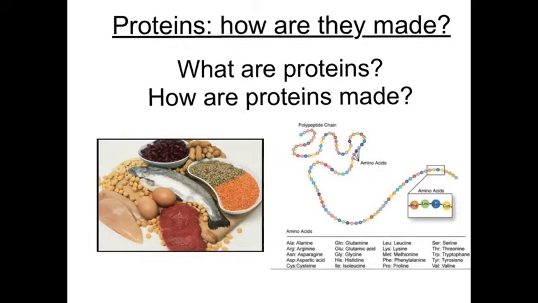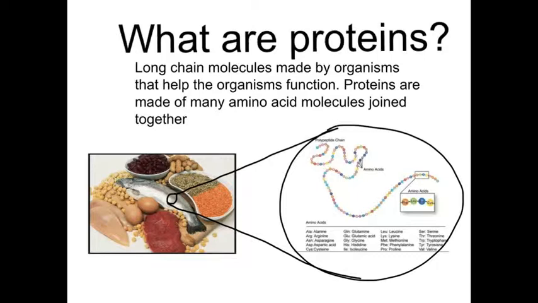Hi there everyone! In this video we're going to learn what proteins are and how proteins are made. First thing that we need to know is that proteins are long chain molecules made by organisms that help the organism function. Proteins are made of many amino acid molecules joined together, and we'll learn what amino acid molecules are a little bit later on.